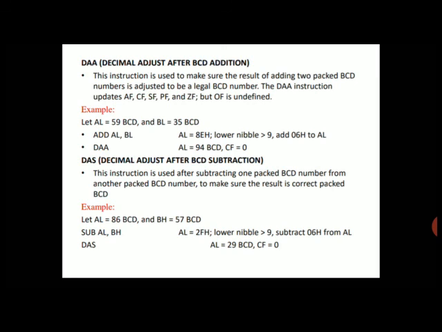Likewise, for subtraction, you can use the decimal adjust after BCD subtraction. For this, you have to subtract the number 6 from the lower nibble, and if the higher nibble is greater than 9, you have to subtract the number 60H from the AL register content. Okay, that's all about the arithmetic instructions.